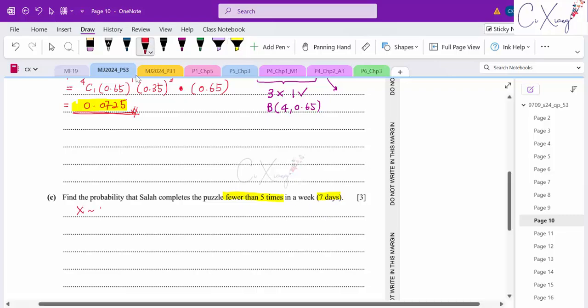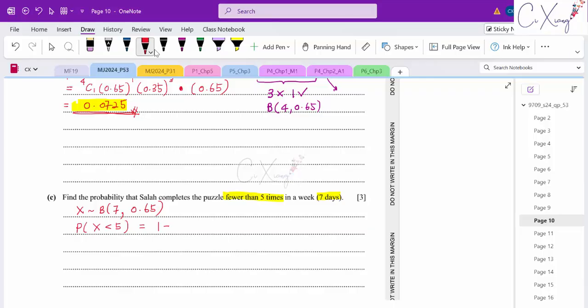So X is now binomially distributed. You have 7 days in total, and the single success probability is 0.65. That means the probability of completing the puzzle one time is 0.65. Now they want us to calculate the probability for X fewer than 5 times, so it should be less than 5. If I start from X equals 0, it will be slightly longer, so I choose to take 1 minus. When I take 1 minus, I have to subtract X equals 5, X equals 6, and also X equals 7. So let's start with X equals 5 first.